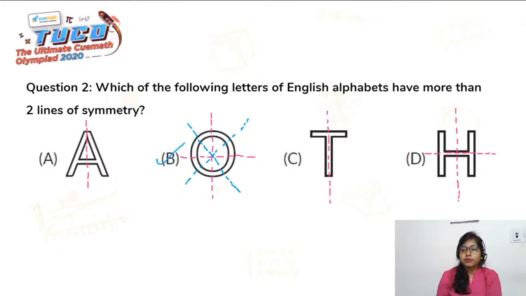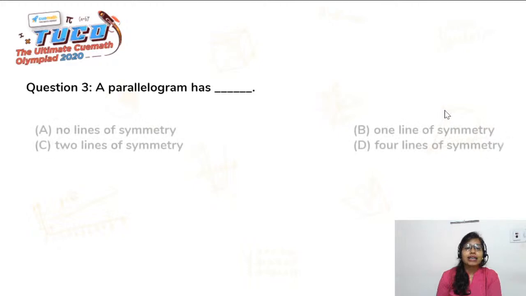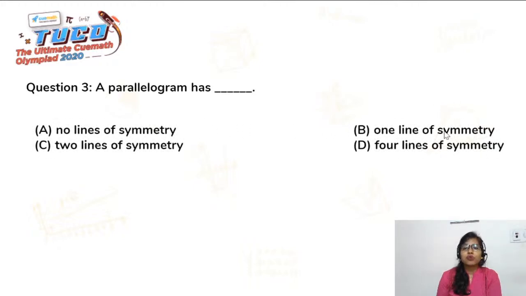Now proceeding further, here goes our third question. A parallelogram has: no lines of symmetry, 1 line of symmetry, 2 lines of symmetry, or 4 lines of symmetry.